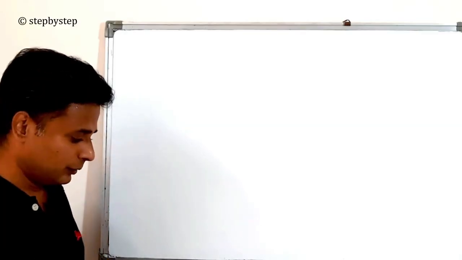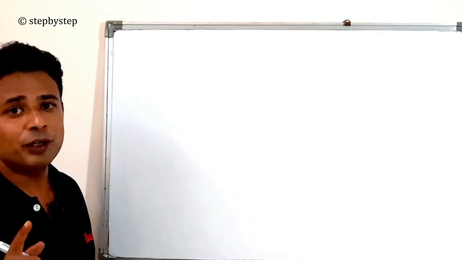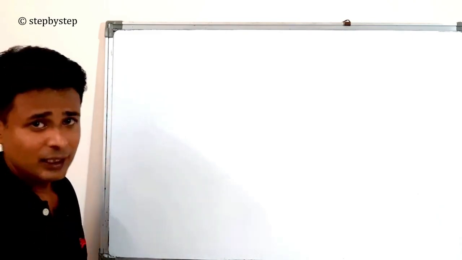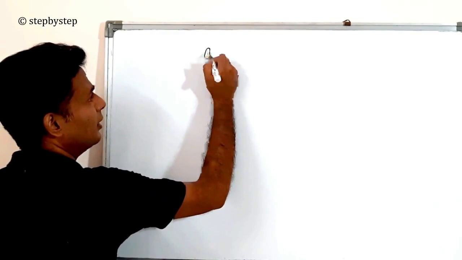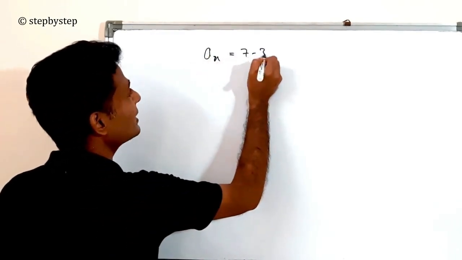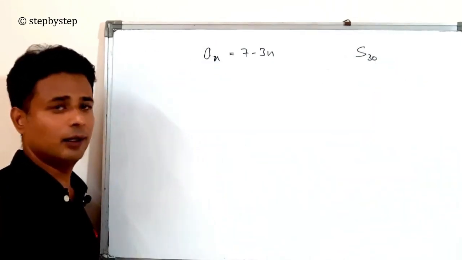The first question: find the sum of first 30 terms of an AP whose nth term is given by 7 minus 3n. So when they say the nth term, they are talking about a of n, it's given by 7 minus 3n, and they have asked us to find the sum of first 30 terms.